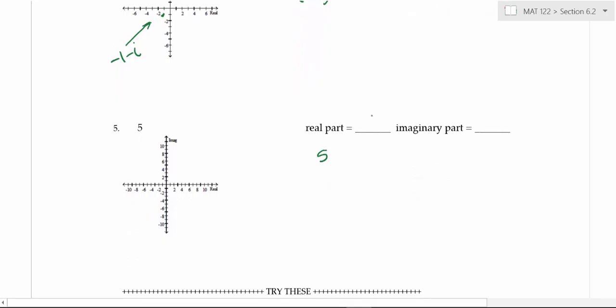if we have 5, that's the real part. The imaginary part would be understood to be 0i. On this one, this is a real number, so we just go over on the real axis, and that's where 5 is located. So you're used to doing number lines.